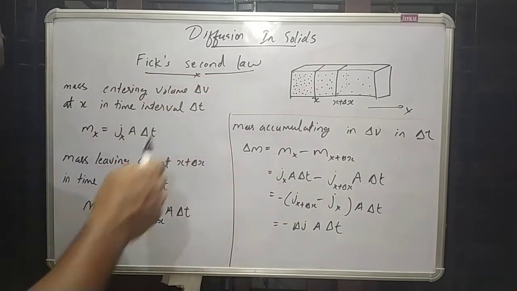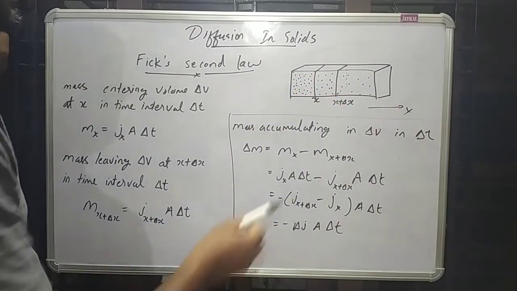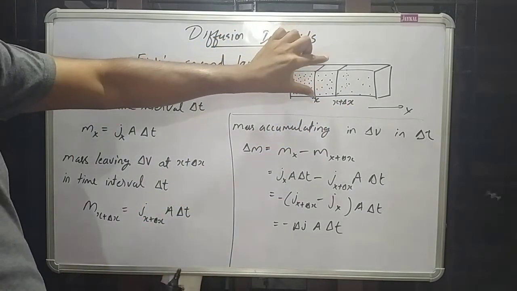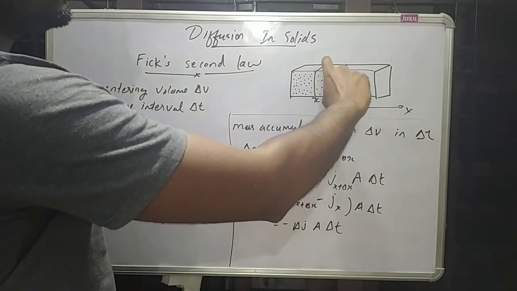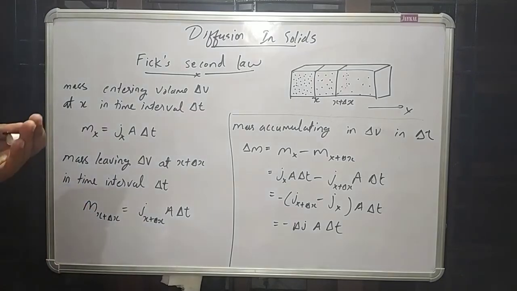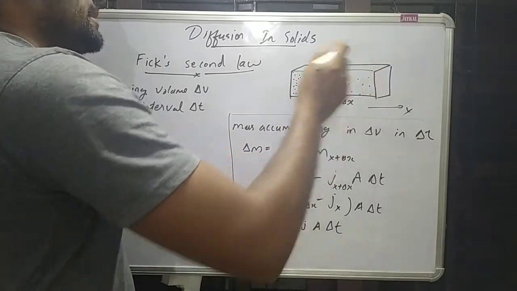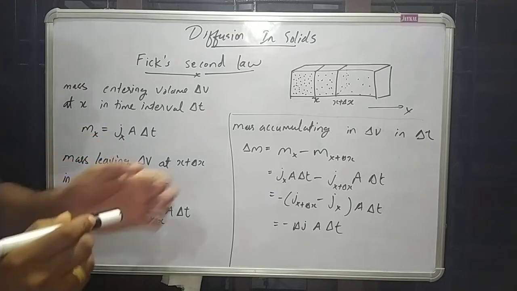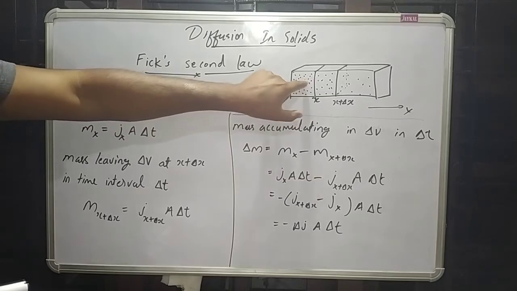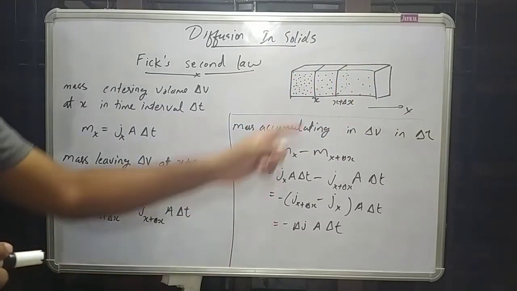Let us discuss Fick's second law. For that, let us consider a solid bar lying in the x direction, along the x axis. This is the point x, and this is x plus delta x. In the solid bar, a small volume delta V lies between x and x plus delta x. The concentration is more on this side, and the atoms will move in the x direction. While the atoms move from this side to the other side, some of the atoms enter the small volume, and some of the atoms leave that volume.